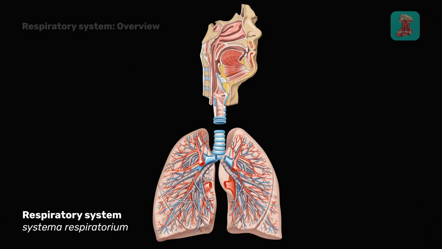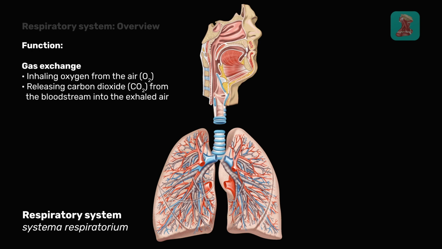The respiratory system is composed of various organs that work together to facilitate gas exchange in the human body. Gas exchange refers to the process of inhaling oxygen from the air and transferring it to the bloodstream, while simultaneously releasing carbon dioxide from the bloodstream into the exhaled air.